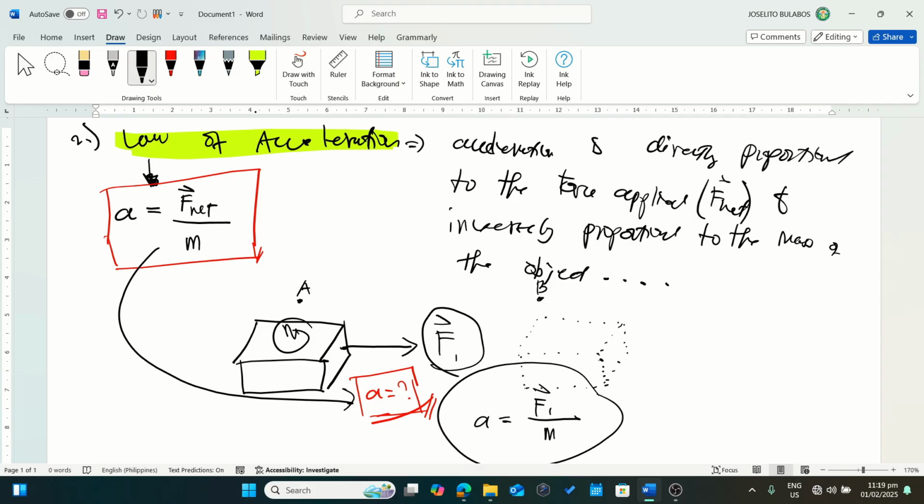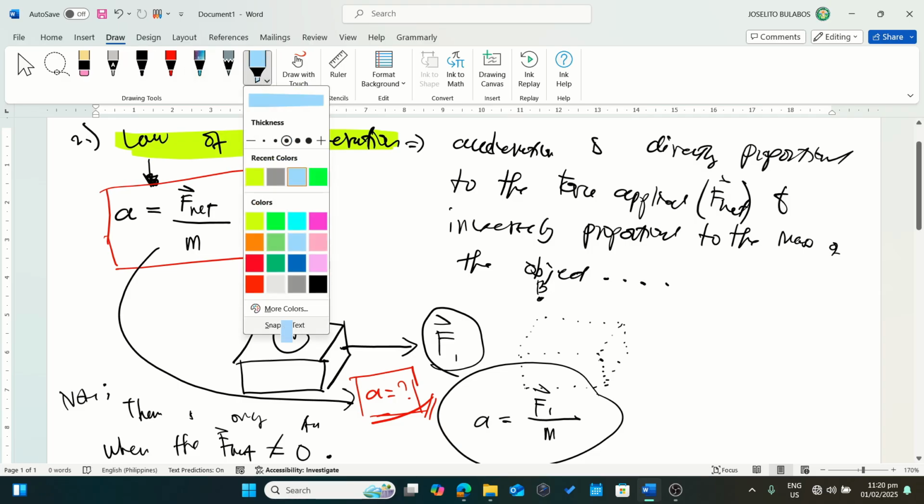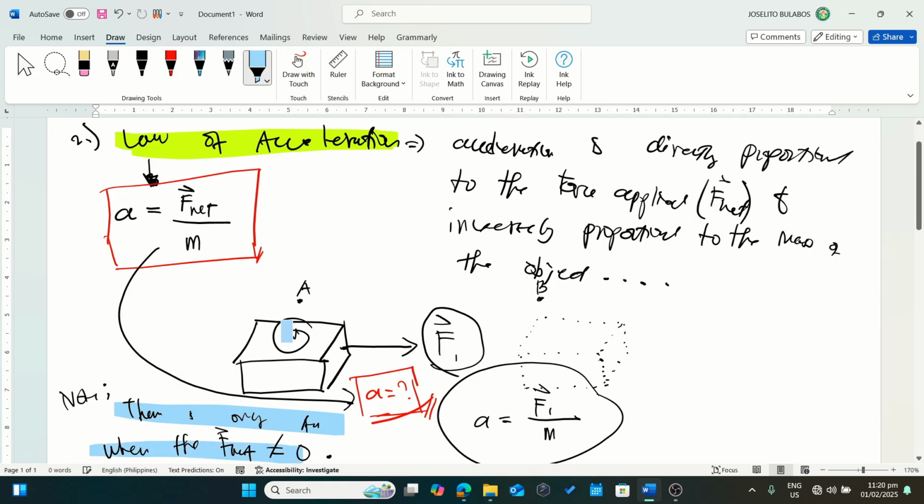Always remember that for the second law, there is only acceleration when the F net is not equal to zero. This is the only time that we have acceleration. We could only get acceleration if the F net is not equal to zero.